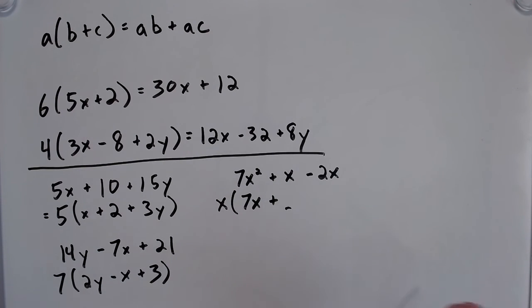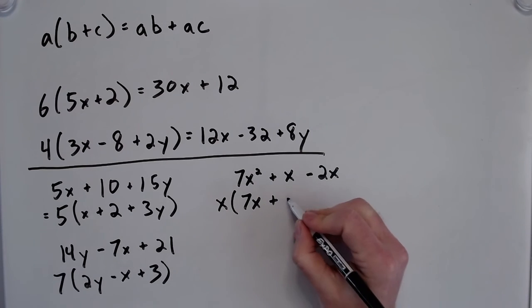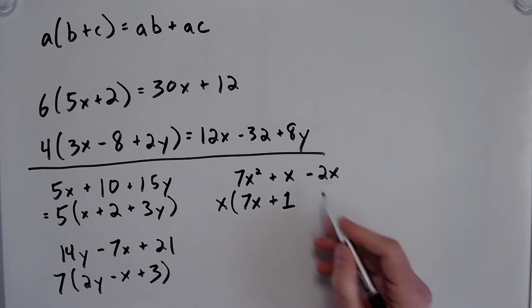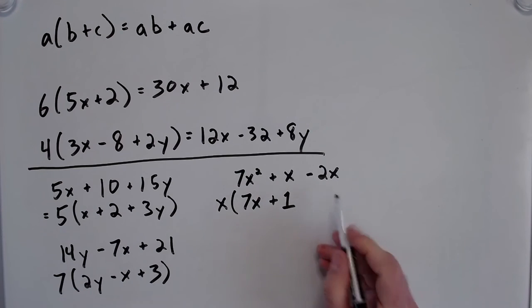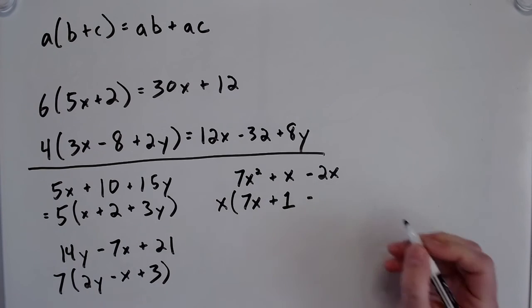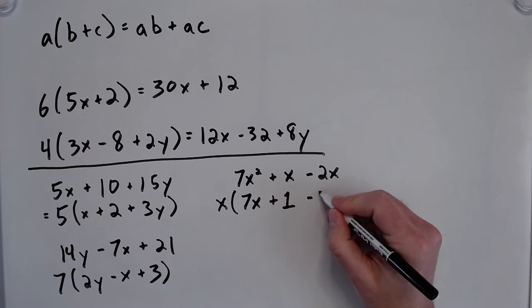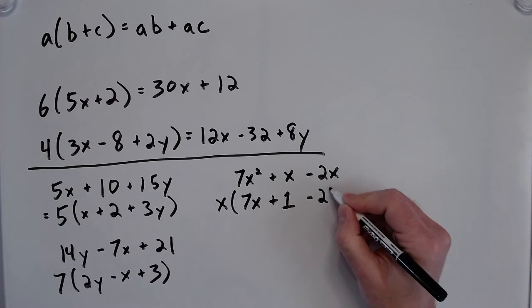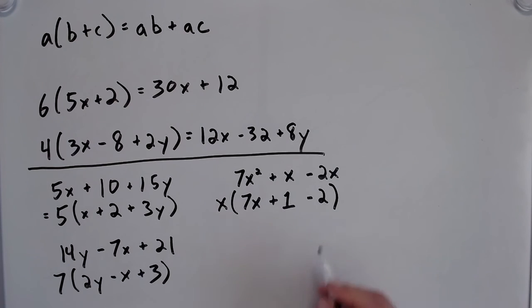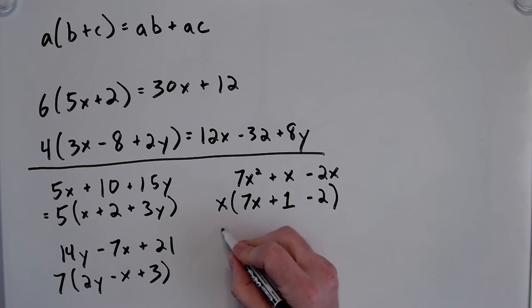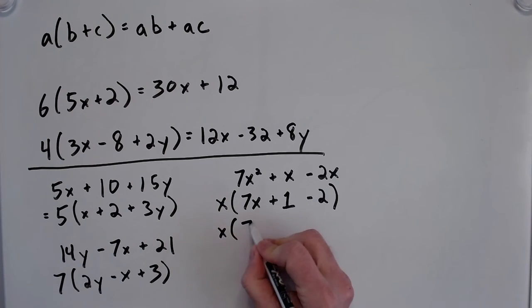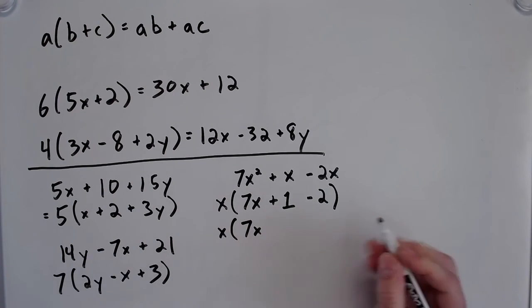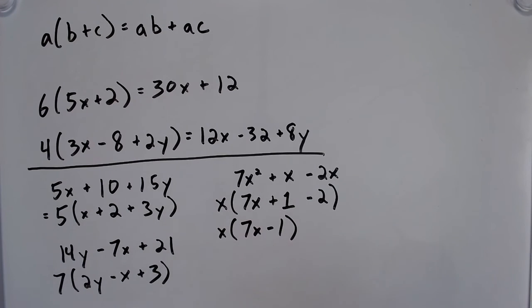What happens when you divide? Oh no! Come here, eraser. How do you get x divided by x? Well, in this case, it's just 1. x times what gives you minus 2x? Minus 2. So you could simplify this: 1 minus 2, x times 7x minus 1.